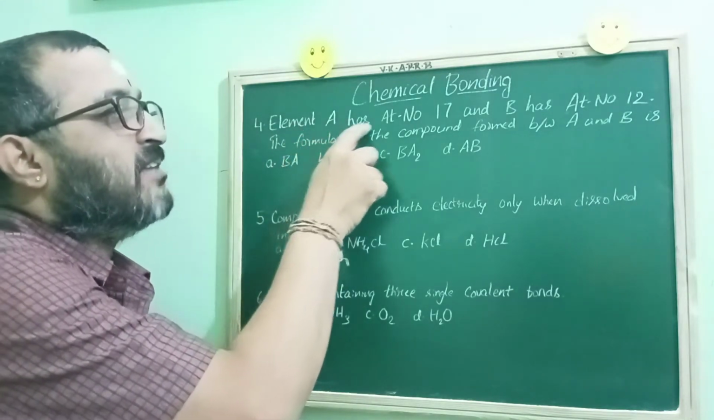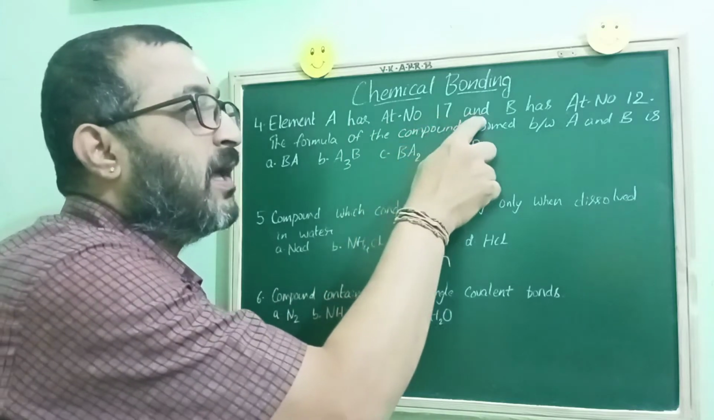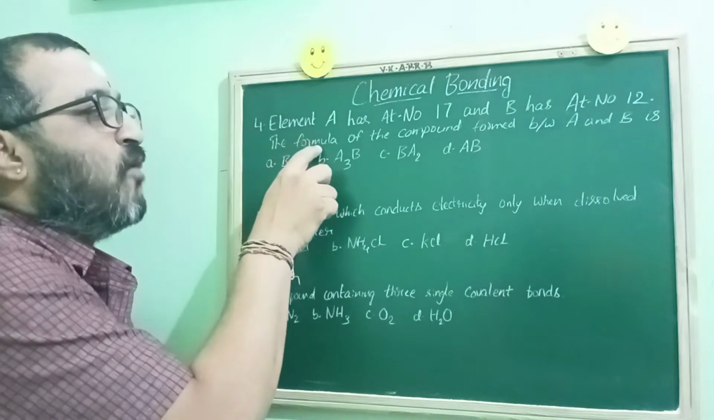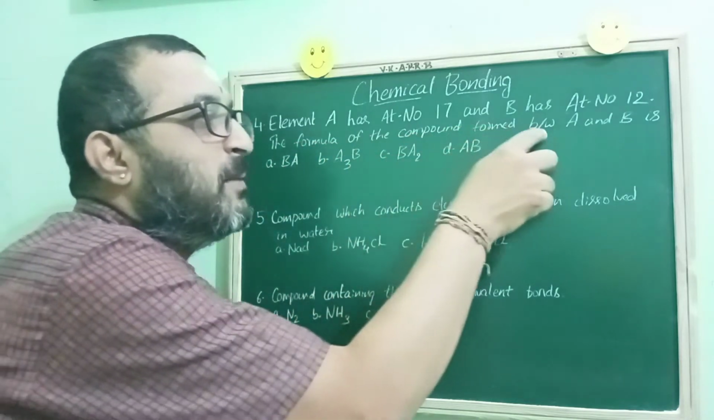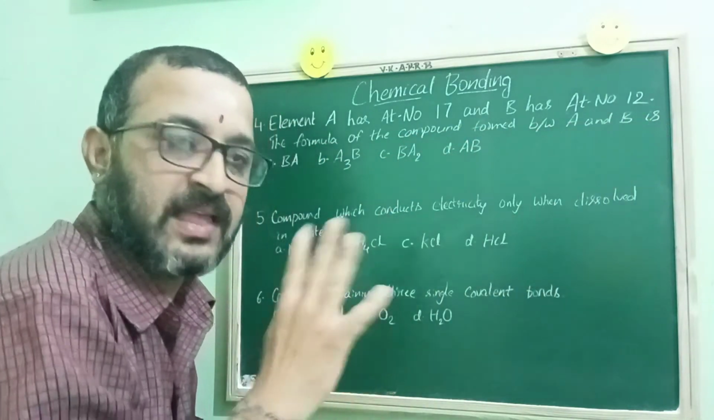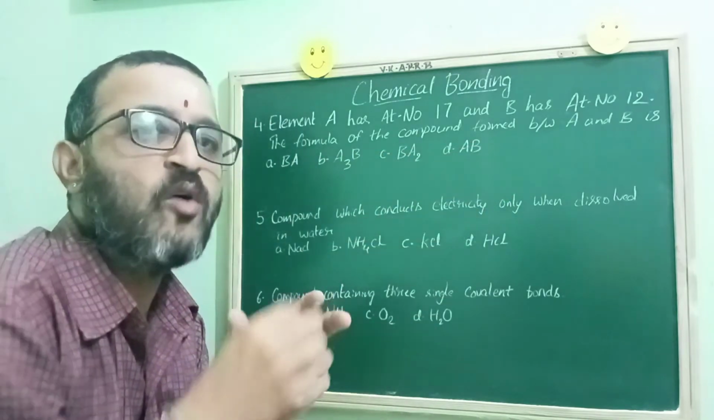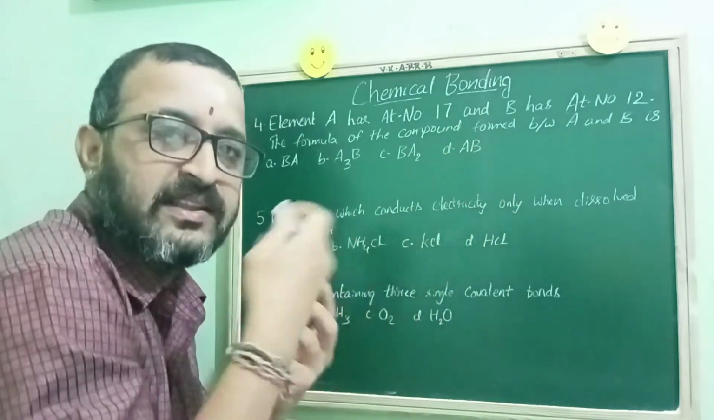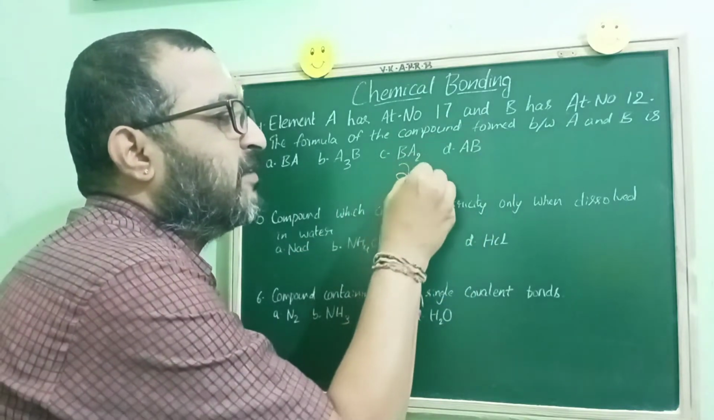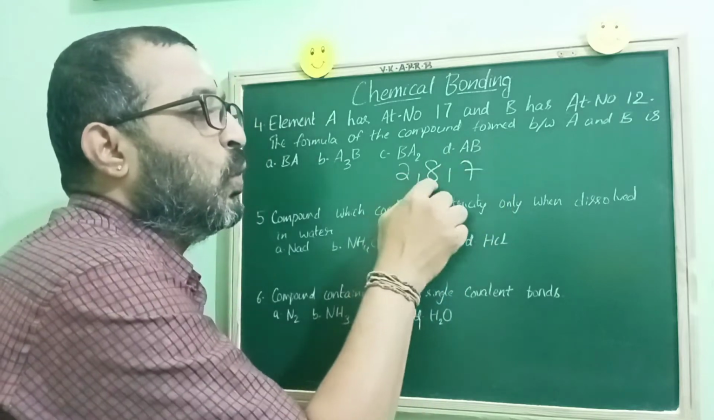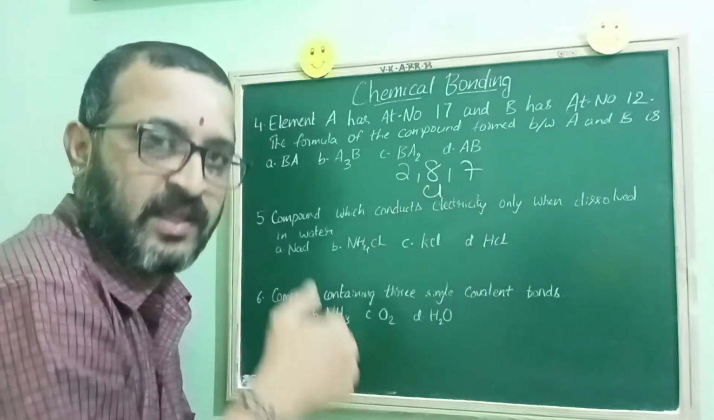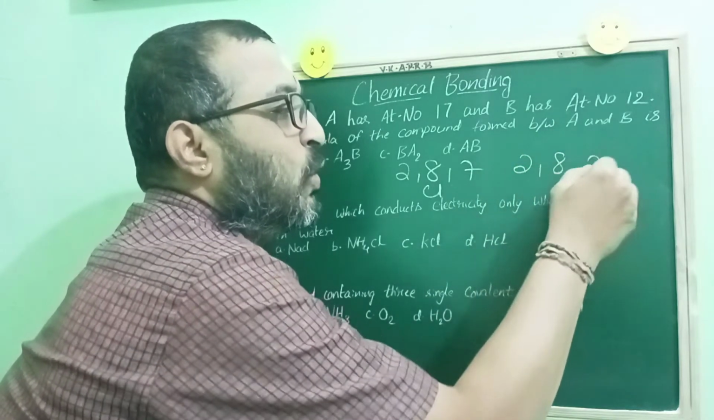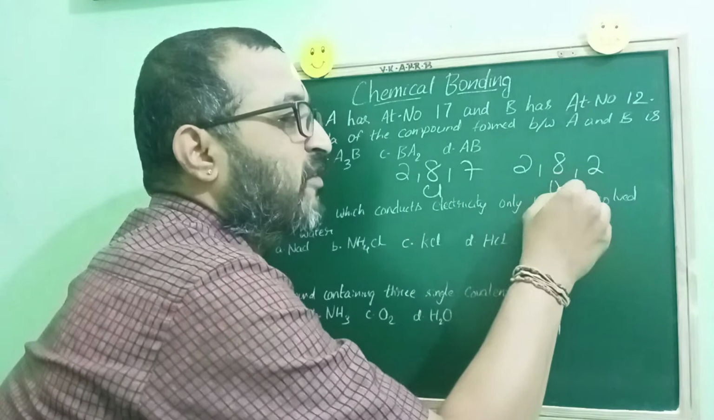Element A has atomic number 17 and B has atomic number 12. The formula of the compound formed between A and B is, they have given 4 options. Now children, how to work this out? As soon as you see the atomic number, immediately you have to write the electronic configuration. 17 means the electronic configuration is what children? 2, 8, 7, which is nothing but what children? Chlorine. Now 12 means electronic configuration is what children? 2, 8, 2. That is nothing but what children?